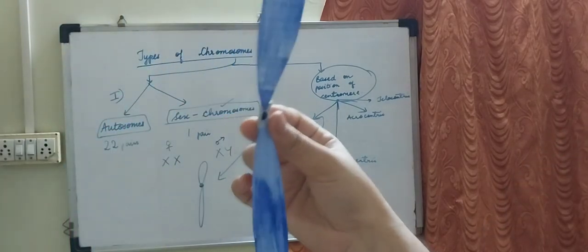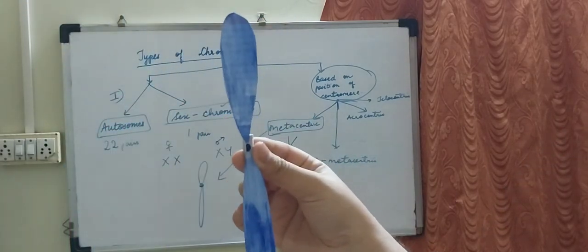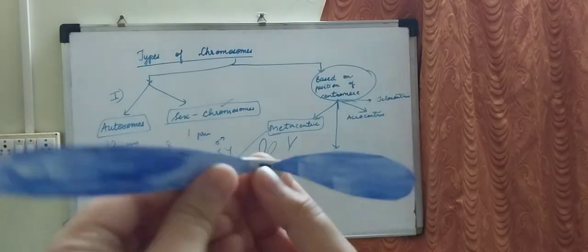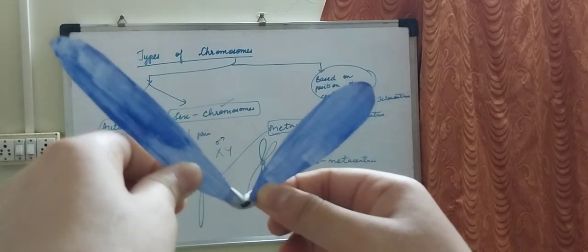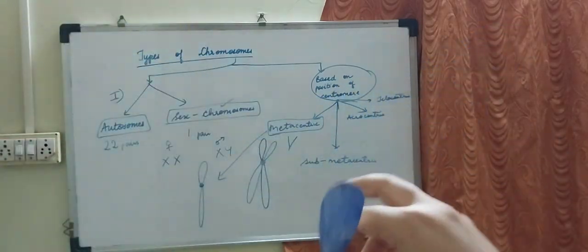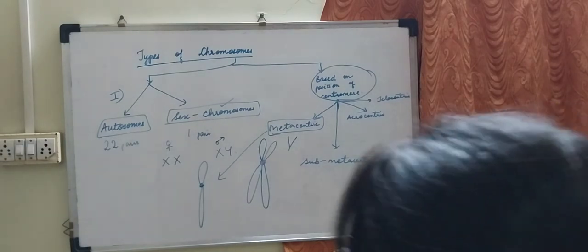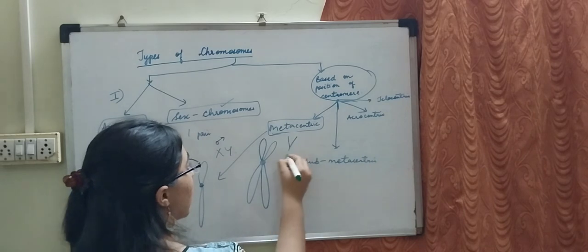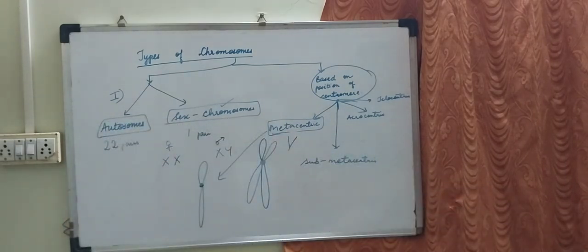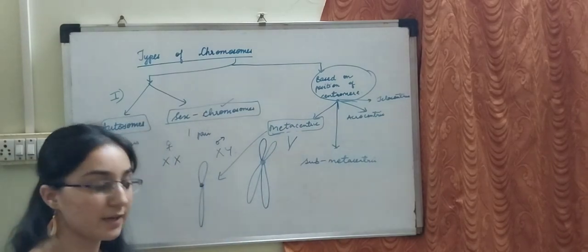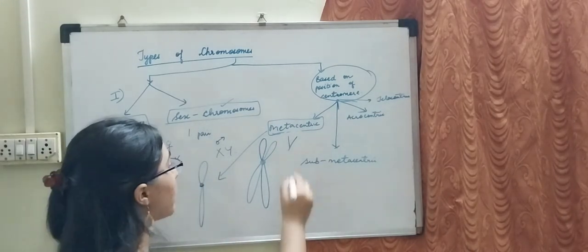This is the centromere. This centromere of this chromatid is present in the center. If I fold it like this by the centromere, then this will be known as a V shape. So I said that this metacentric is a V-shaped chromosome. Yes, understood. So this is a V-shaped chromosome.